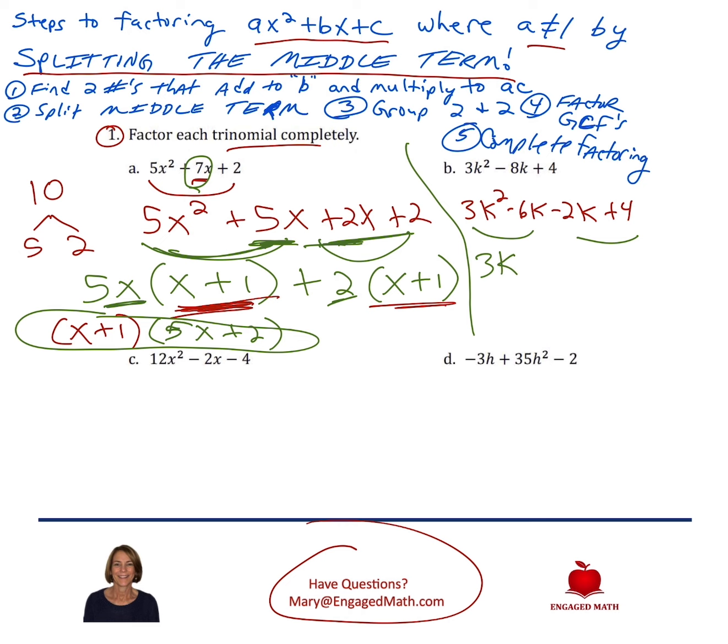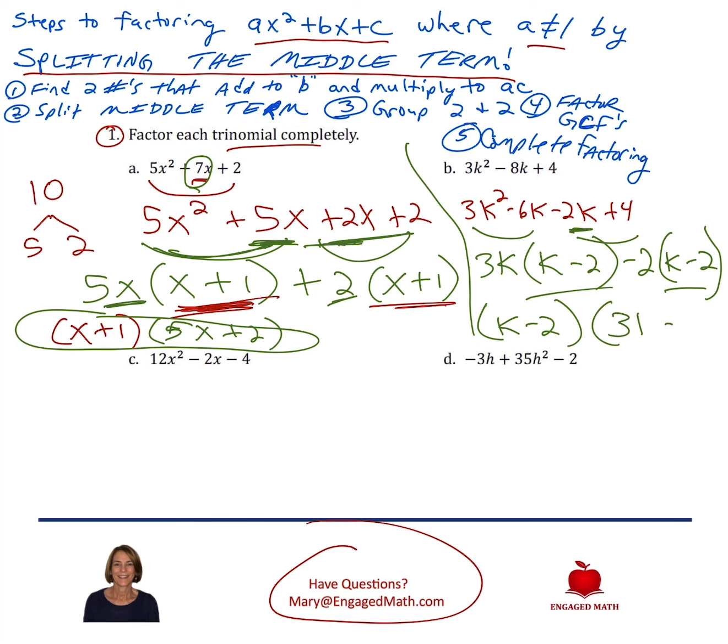The greatest common factor from the first 2 is 3k. So it's 3k times k minus 2. And then it's going to be a minus. And we always want to factor out a minus if this third term is a negative. So it's minus 2 times k minus 2. And since our 2 parentheses match, we know we did it right. And our final answer is the common parentheses of k minus 2 and what's left over, 3k minus 2. And we're done. Okay, let's do another one.